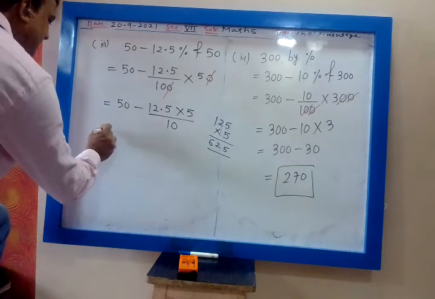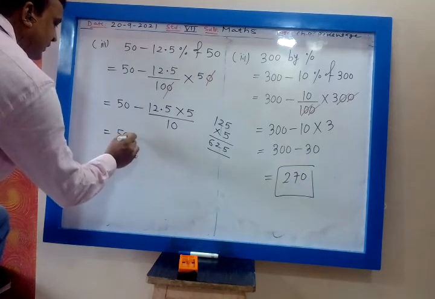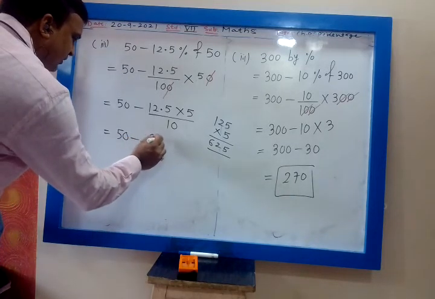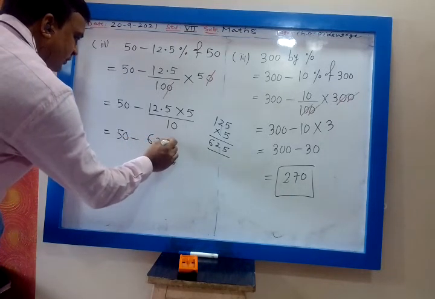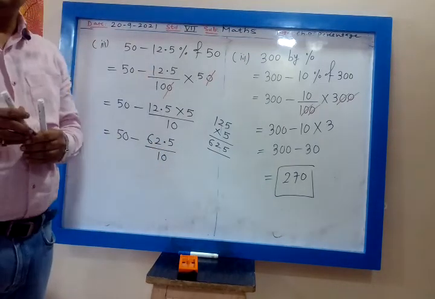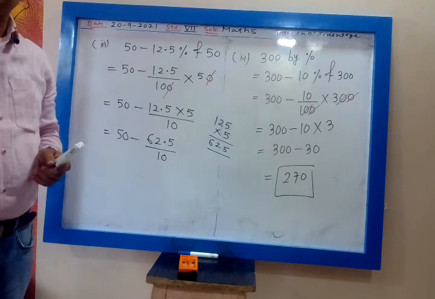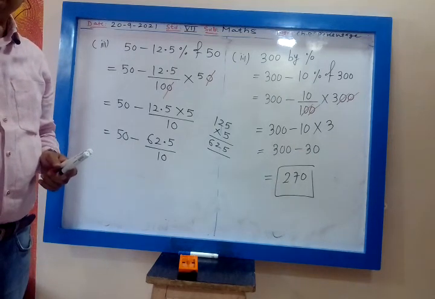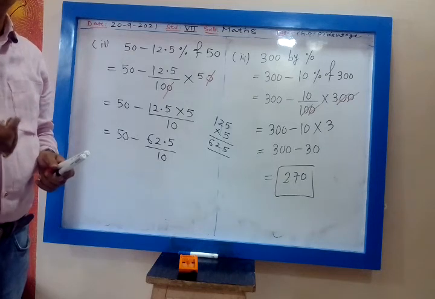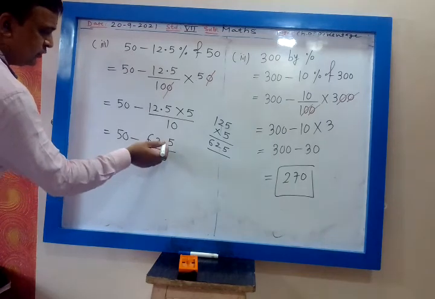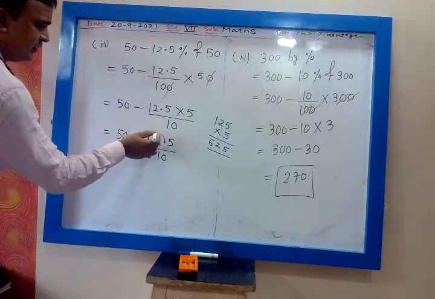So what will be the answer, my dear? 50 minus 62.5 divided by 10. Now see here, I have taught you, whenever there is a decimal, wherever there is 10, 100 in the denominator, then how many zeros are there? You have to shift the decimal to the left. How many zeros? 1 zero. So shift one decimal to the left.